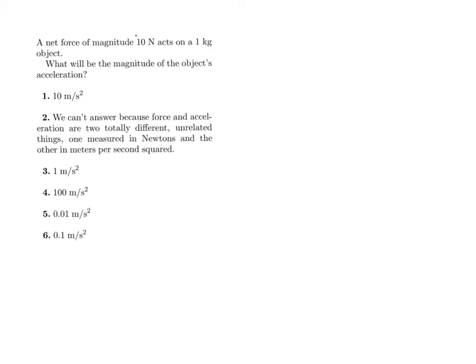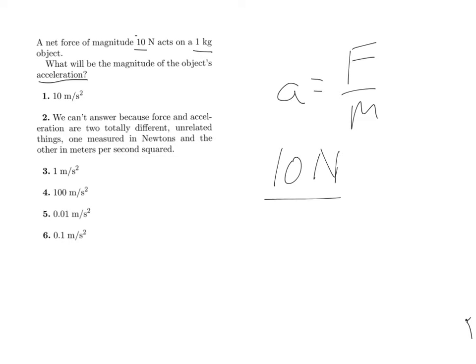Alright, so on this problem we're trying to solve for the magnitude of the acceleration, and we are given the mass and force, so that means we're going to use acceleration is equal to force divided by mass. So we take 10 newtons divided by 1 kilogram, and you should get 10 meters per second squared.